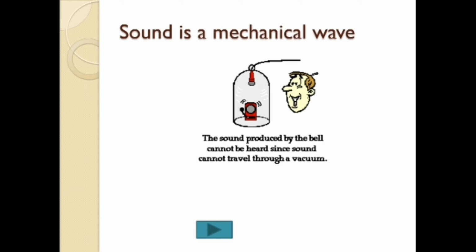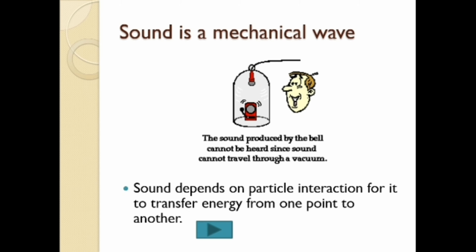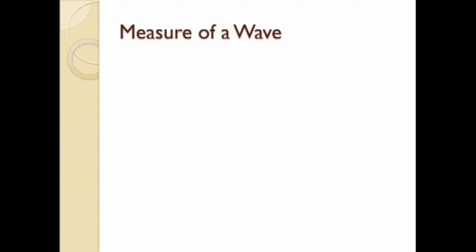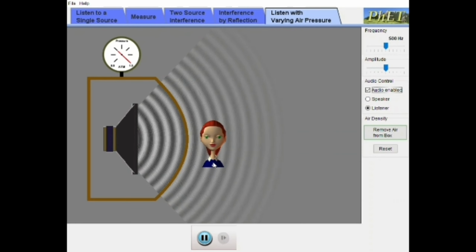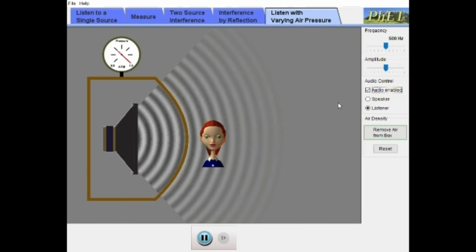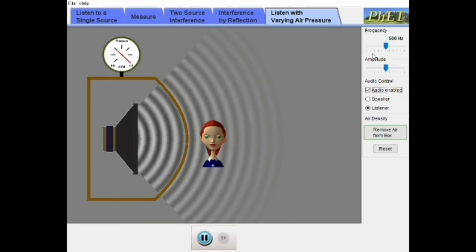Okay, I'll show you a demonstration on this one. Let's see if we can play it. Okay, now let's take a look at this demonstration. So you can see here we are producing 500 hertz of sound. And then let's try to remove the air from the box. Okay, and observe what happens.